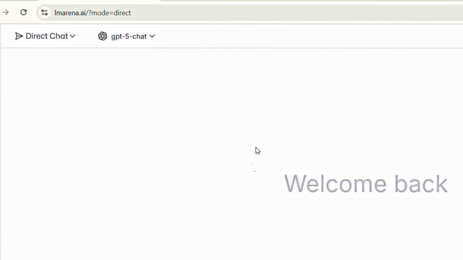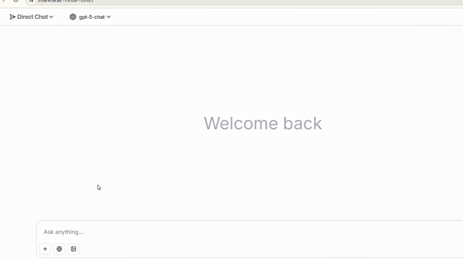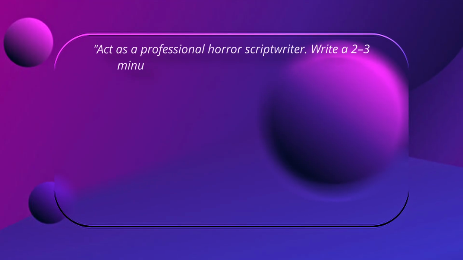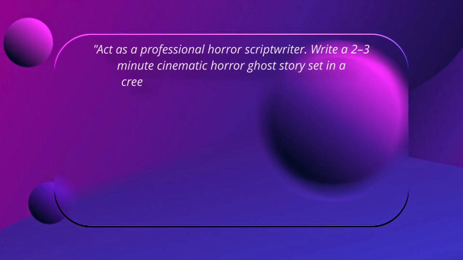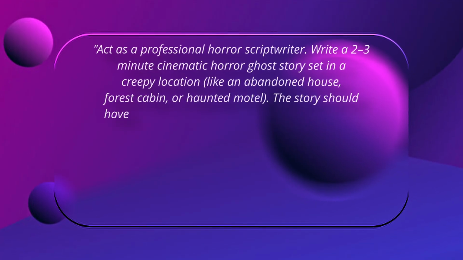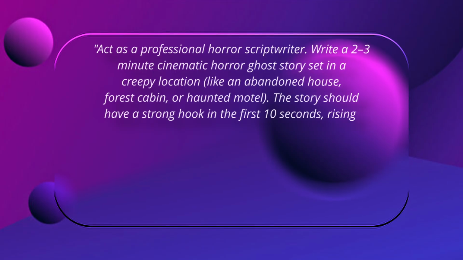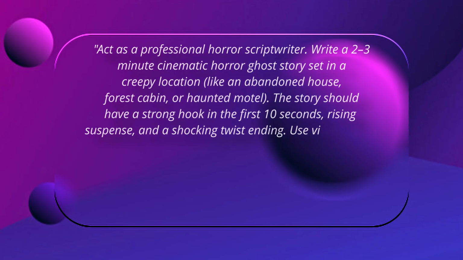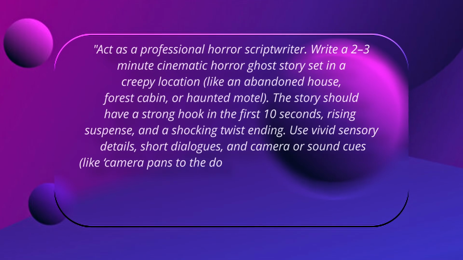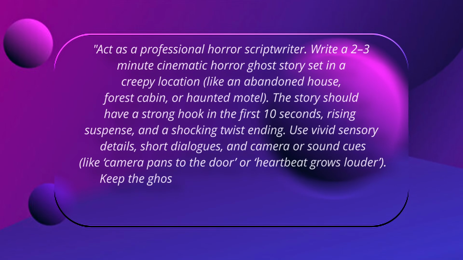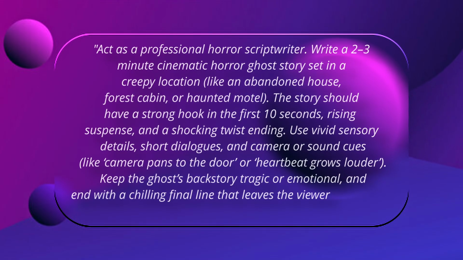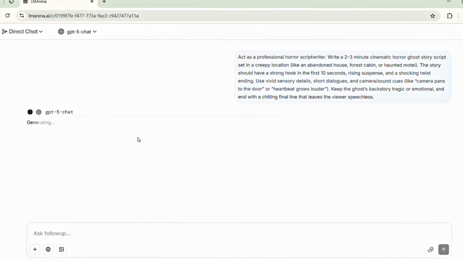Choose the GPT-5 model, then type your prompt under Ask Anything. For example, I wrote, act as a professional horror scriptwriter. Write a 2 to 3 minute cinematic horror ghost story set in a creepy location, like an abandoned house, forest cabin, or haunted motel. The story should have a strong hook in the first 10 seconds, rising suspense, and a shocking twist ending. Use vivid sensory details, short dialogues, and camera or sound cues, like camera pans to the door, or heartbeat grows louder. Keep the ghost's backstory tragic or emotional, and end with a chilling final line that leaves the viewer speechless. Then simply hit generate and watch the magic happen.